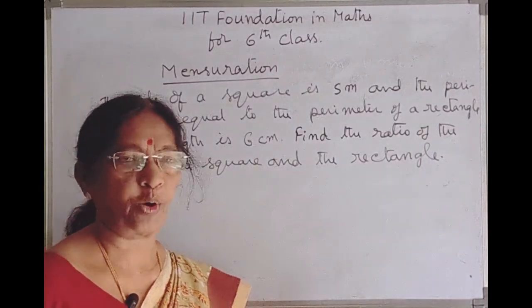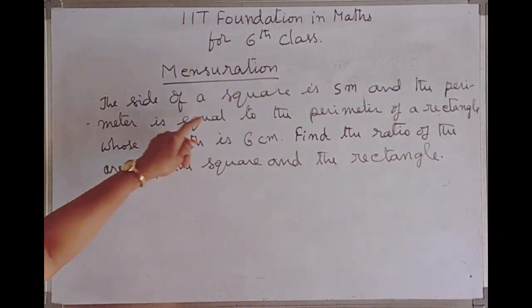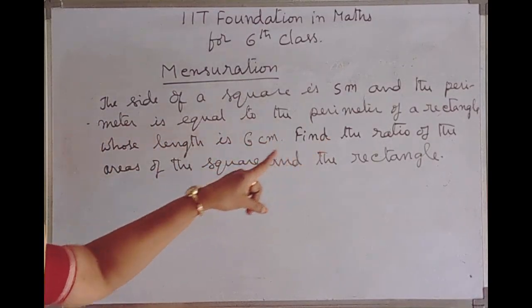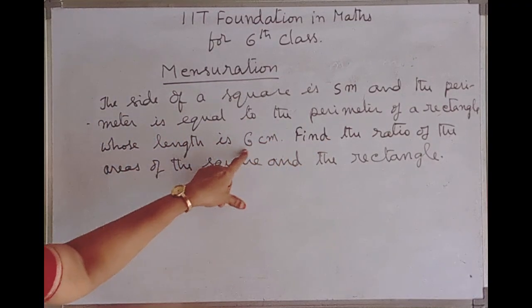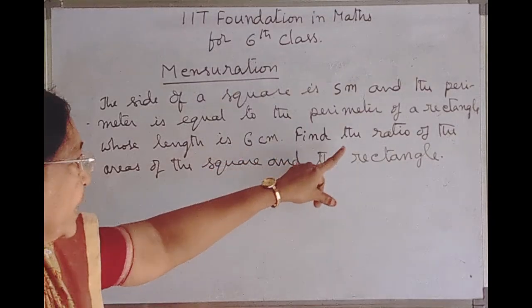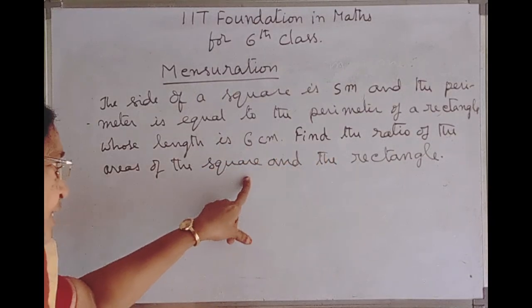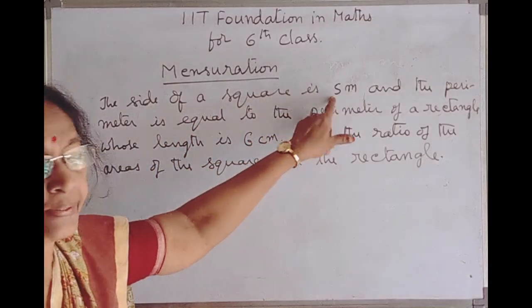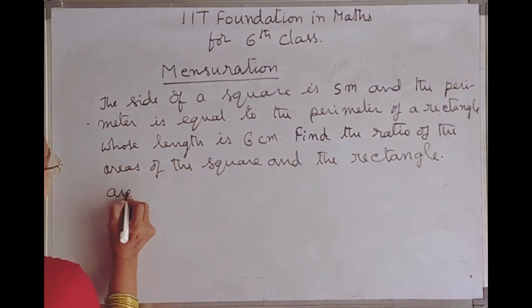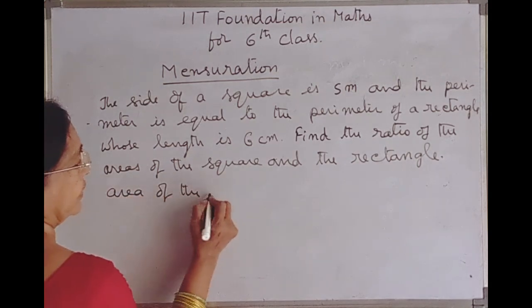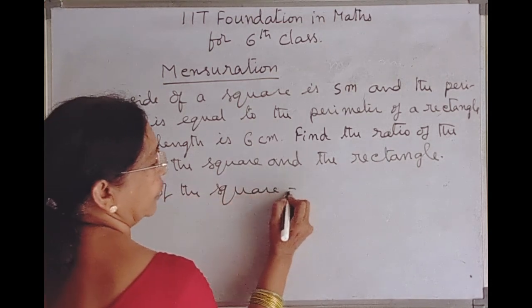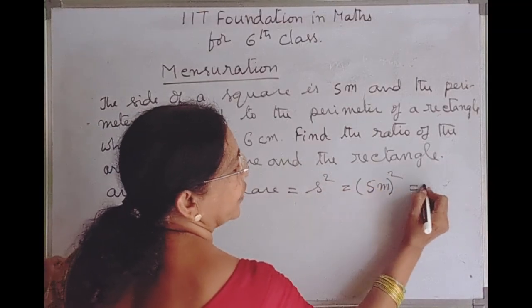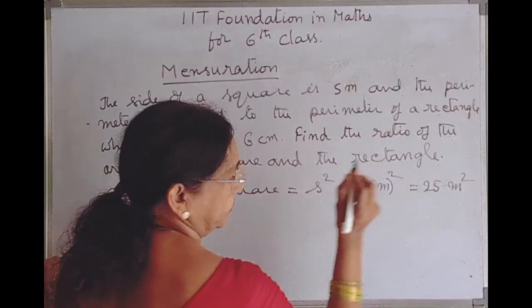Now we will do some problems. Example: the side of a square is 5 meters and the perimeter is equal to the perimeter of a rectangle whose length is 6 centimeters. Find the ratio of the areas of the square and the rectangle. The side of a square is 5 meters. Therefore, the area of the square is equal to side square, 5 meters square, that is 25 meters square.